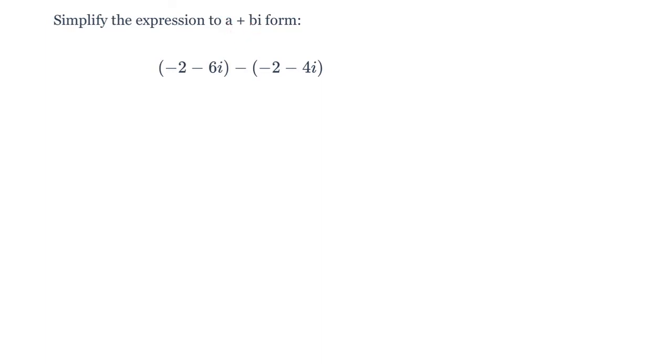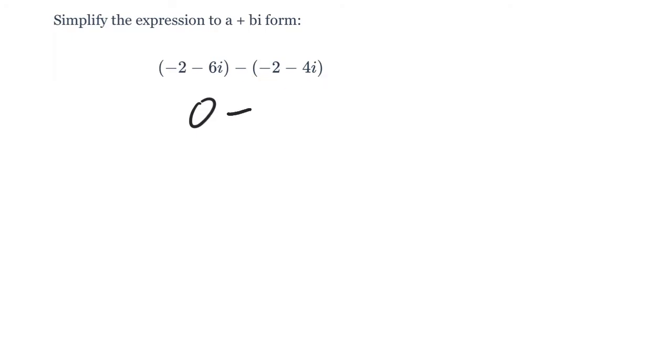So the first thing we've got is -2 minus a -2. That's our real part. -2 minus -2 is the same as -2 plus 2, which ends up being 0. I'm just going to put a 0 right there. I don't need it, but I'm going to use it as a placeholder. And then I have -6i minus a -4i. Well, -6i minus a -4i is the same as adding 4i, which makes it -2i.